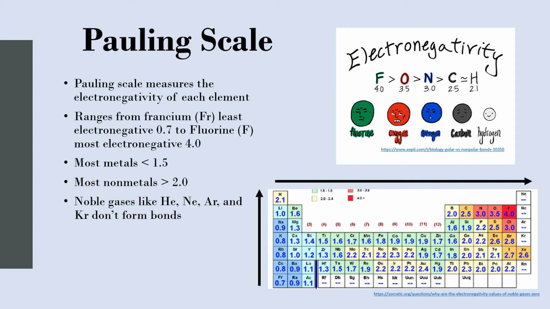We can also observe that in the periodic table, noble gases like helium, neon, argon, and krypton are empty, and that is because they don't form bonds. I also wanted to point out that the arrows going upward and to the right around the periodic table are just to show that electronegativity is increasing.